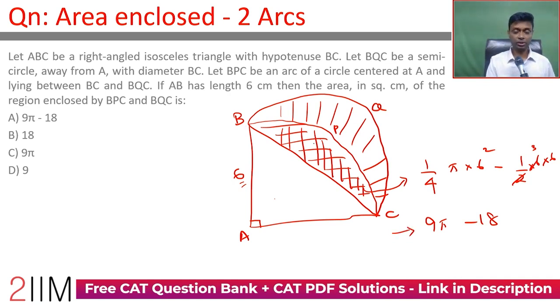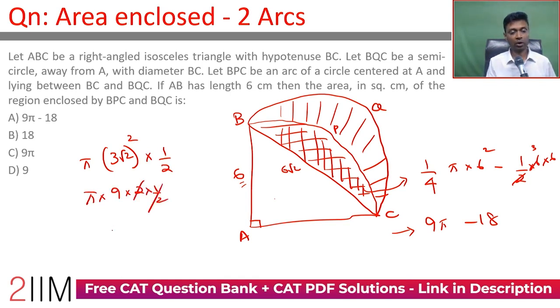Semicircle BQC that has BC measures 6 root 2. So radius of that semicircle is 3 root 2. Area is pi into 3 root 2 whole square into 1/2, which is pi into 9 into 2 into 1/2, or 18, 9 pi. From 9 pi, we subtract 9 pi minus 18. 9 pi minus 9 pi minus 18, which is 18 square units.